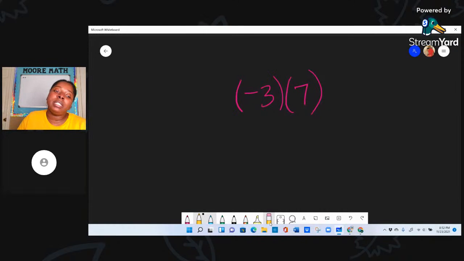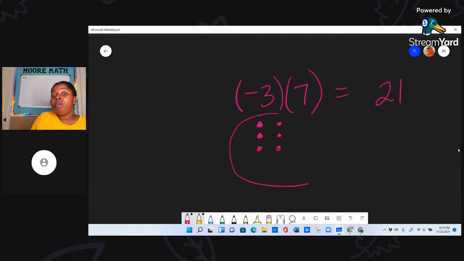So negative 3 times negative 7. Think about this. I have 7 groups of negative 3 chips. So I have negative 3 chips: 1, 2, 3. And I have 7 groups of them. I only have negative chips, right? If I have 7 groups of 3 negative chips, I'm going to end up with 21 of these chips altogether, and they're all going to be negative. You see that? Okay.